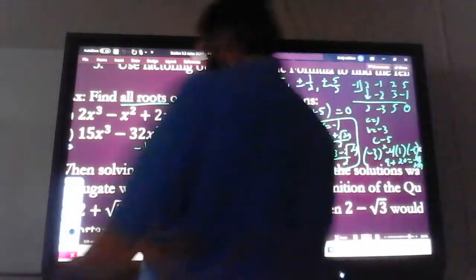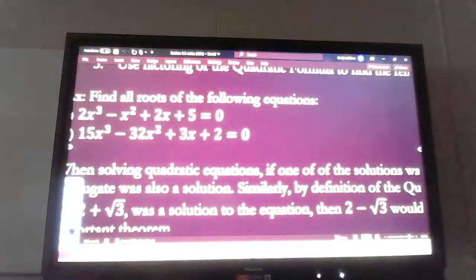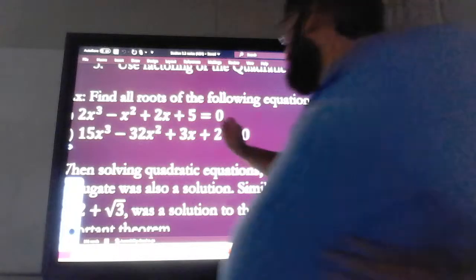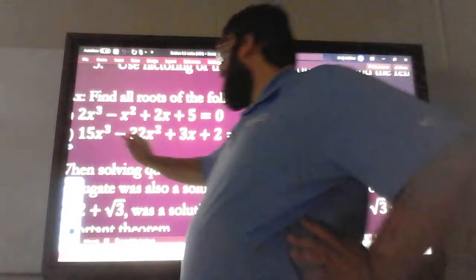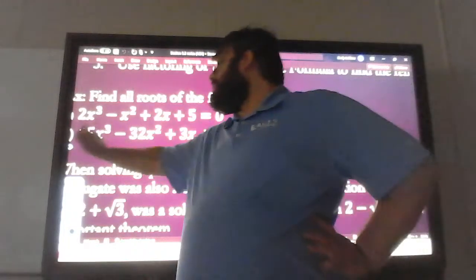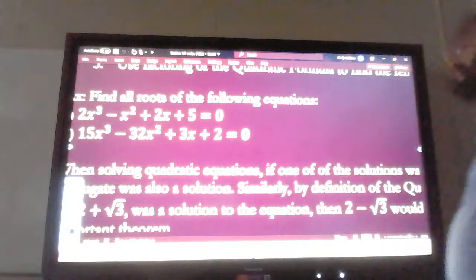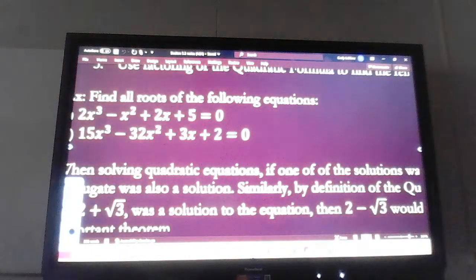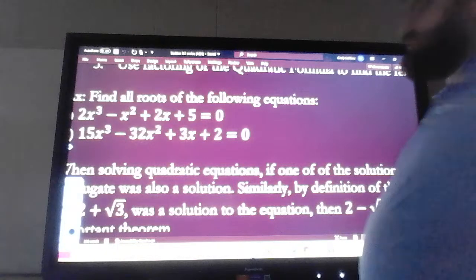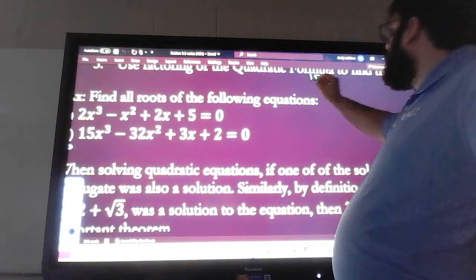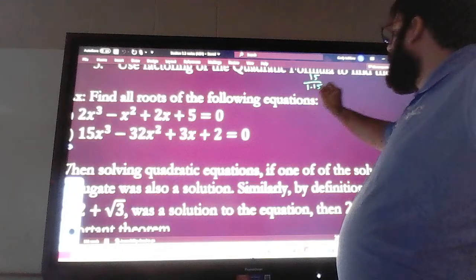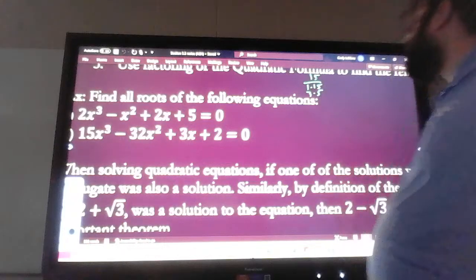All right. Let's try another example. 15x cubed minus 32x squared plus 3x plus 2. Again, same process. Here's my constant term. This is my leading coefficient. Okay, 2 is a prime number. The only factors are 2 and 1. 15 has multiple factors. There's 1 and 15 and 3 and 5.